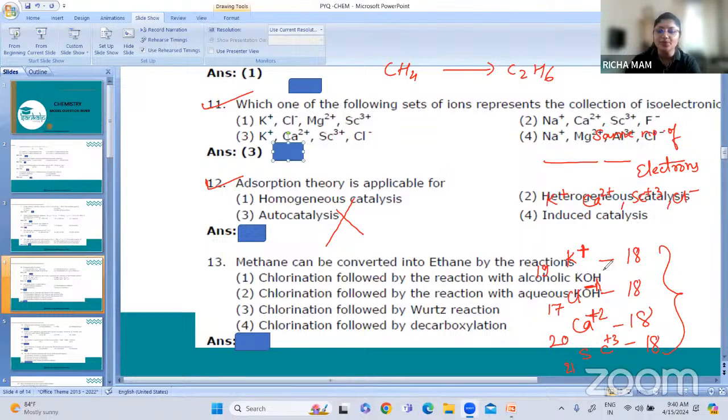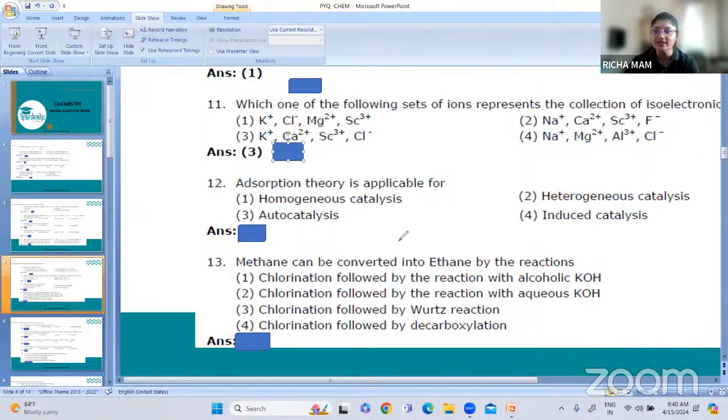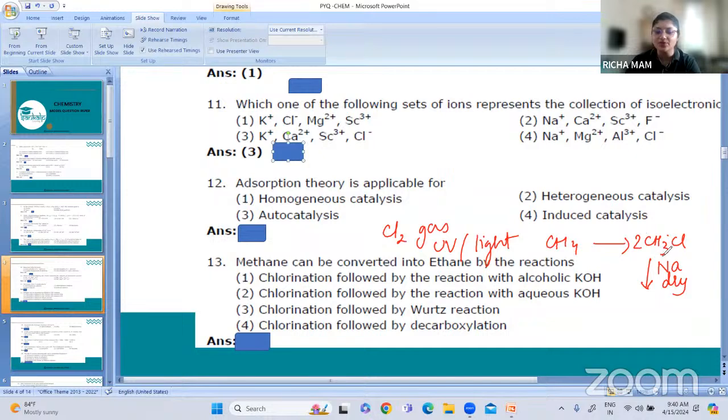So let us see. First, you can treat methane with chlorine gas in the presence of UV light. Thus you can convert methane into chloromethane, CH3Cl. Now this chloromethane, further you are going to treat with sodium in the presence of dry ether, and you will get ethane. So we know that 2 molecules of this are needed.